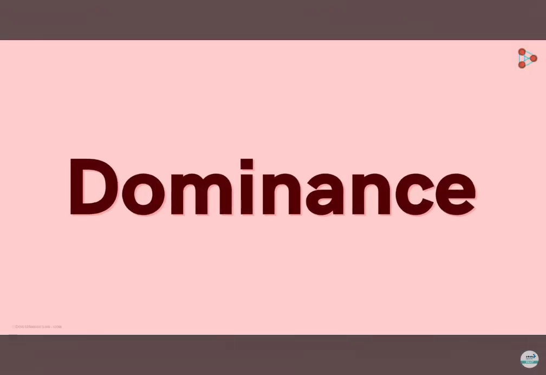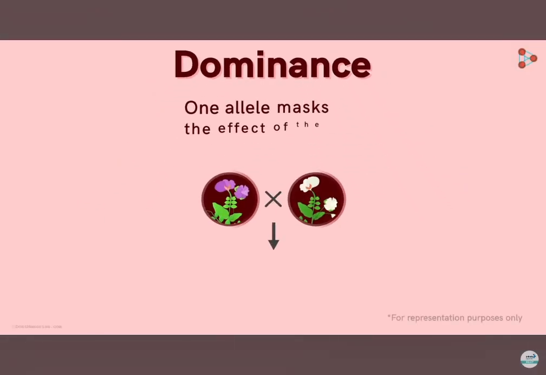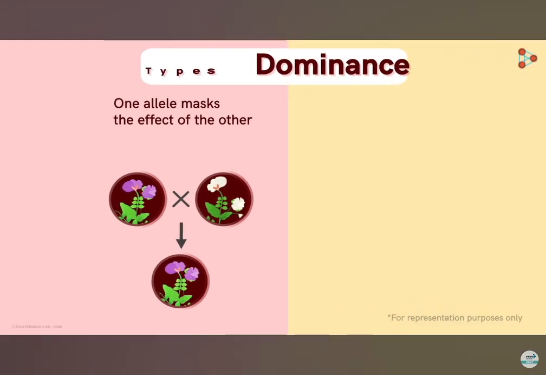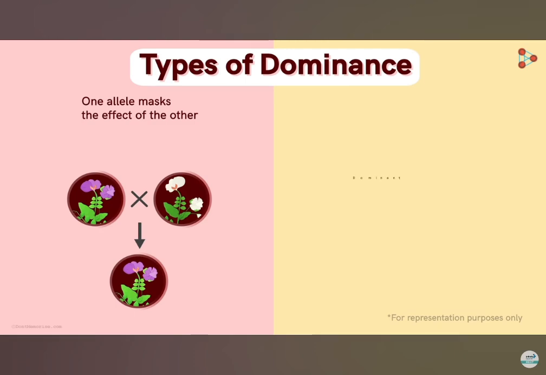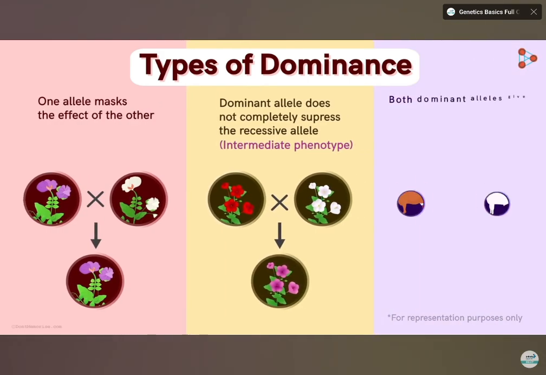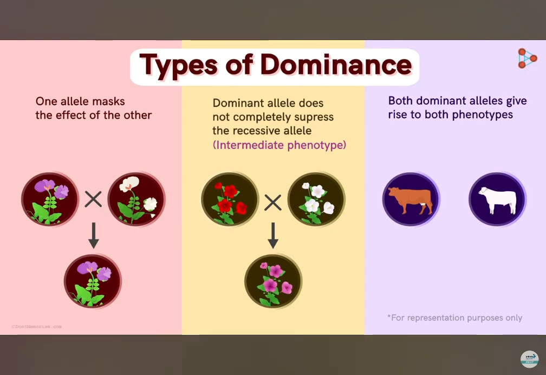Dominance is a phenomenon in which one allele masks the effect of the other. That's how we understand it. But we've also learned that in some cases, a dominant allele does not completely suppress the recessive one. The blend of both the genes is seen with an intermediate phenotype. And what if both the different genes are dominant? In such exceptional cases, an individual with both the phenotypes is obtained.